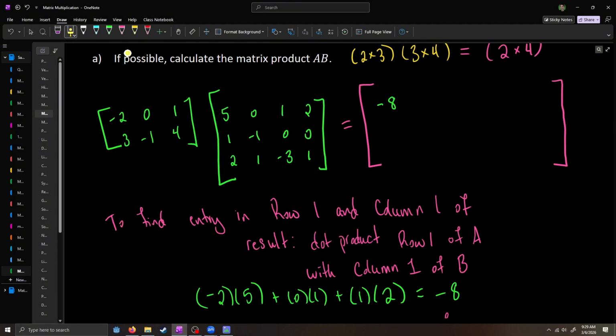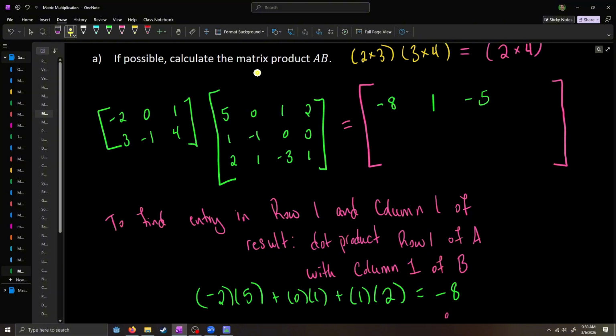So if I dot product the first row with the second column, I'll get -2 times 0, 0 times -1, 1 times +1, and if I add all of those values together, we'll get a result of +1 in that entry. So to find the entry in row 1, column 3 of our answer, I'm going to dot together row 1 of the first matrix with column 3 of the second matrix. So that's -2 times 1, 0 times 0, 1 times -3. So that's going to give us a result of -5 there.